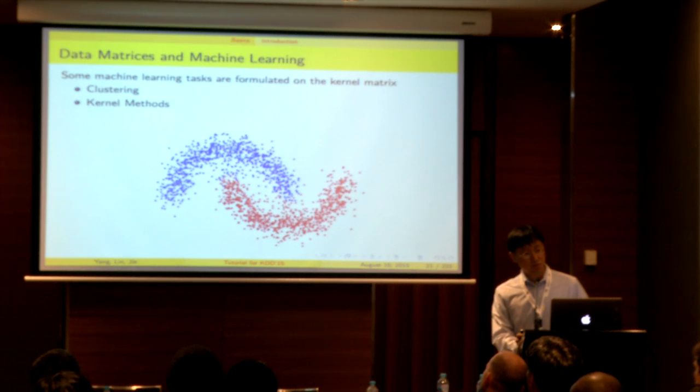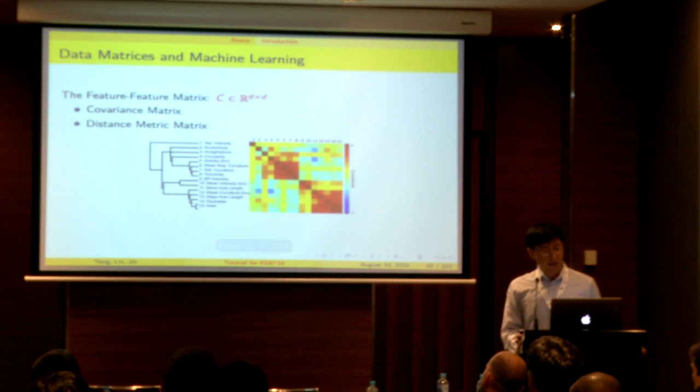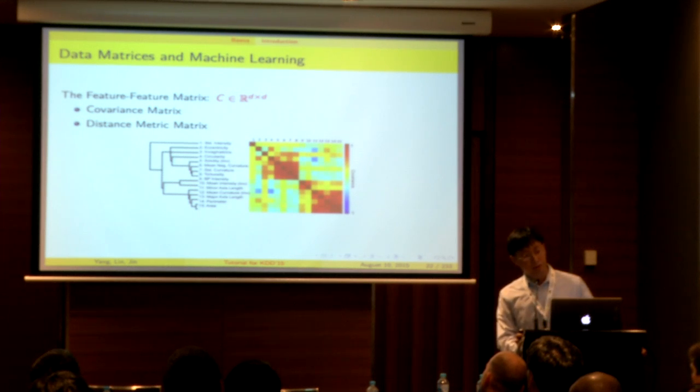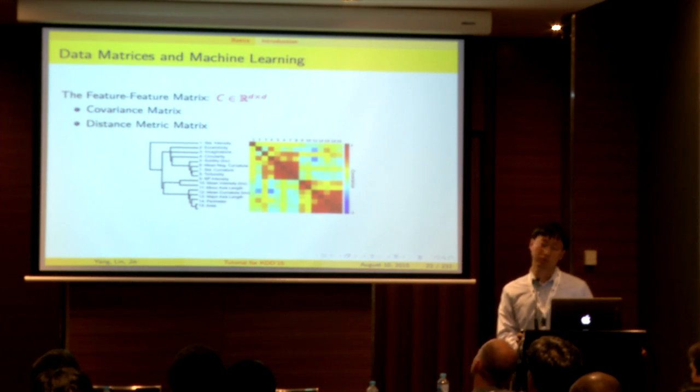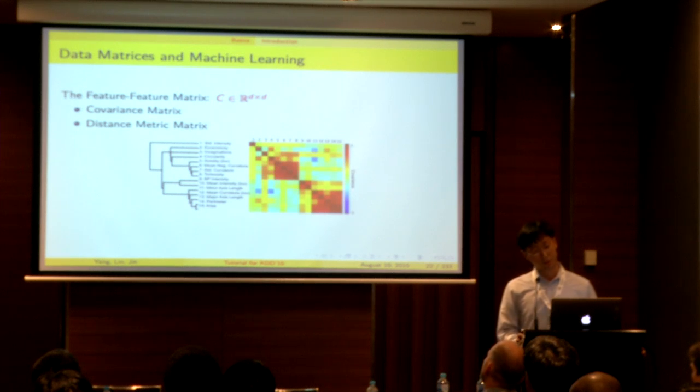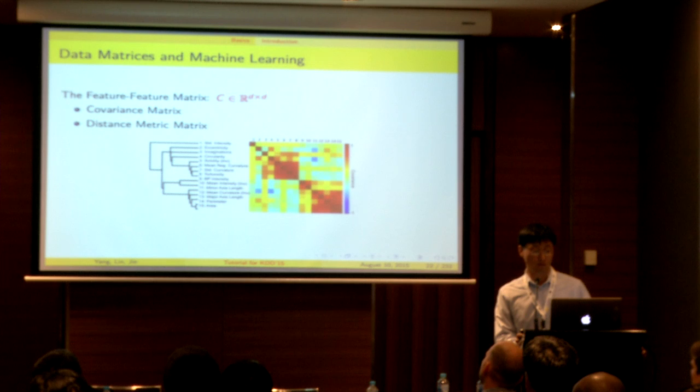And also some machine learning tasks are formulated based on the kernel matrix, for example, kernel SVM and kernel clustering methods. So the last type of data matrix that we usually encounter captures the relationship between features, for example, the covariance matrix or the distance metric matrix. There is a type of machine learning problem called distance metric learning, which is to learn such a matrix which captures the relationship between features.